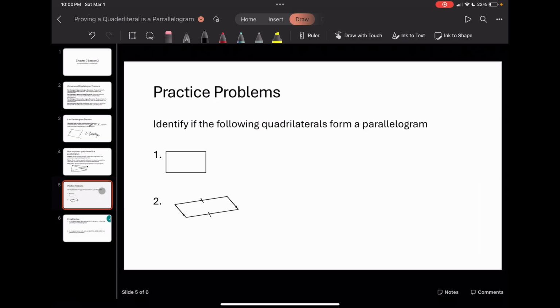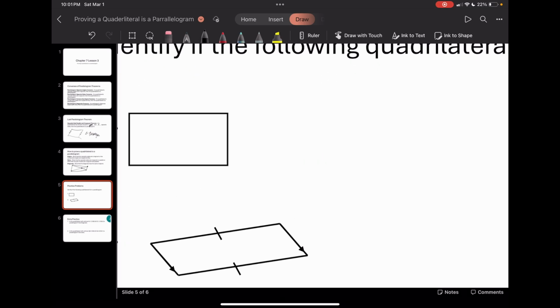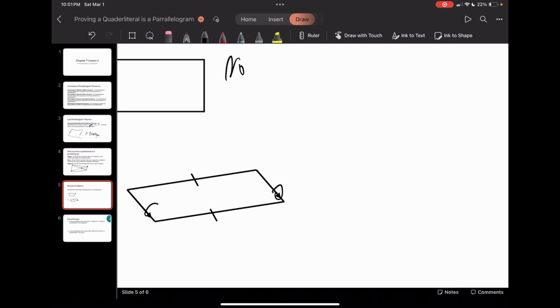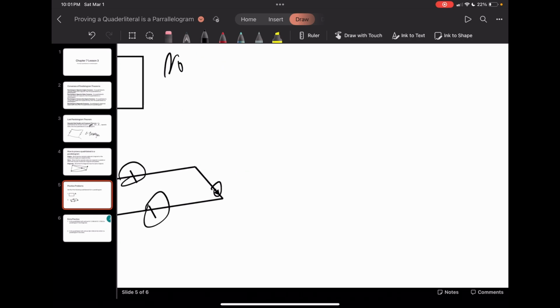Now we have practice. We're going to identify if the following quadrilaterals form a parallelogram. Looking at this one, no, there is no information that says it. We cannot assume these are right angles or parallel. Now here, we do have opposite parallel sides and opposite congruent sides, but since there isn't one side that's both parallel and congruent, this is also no.